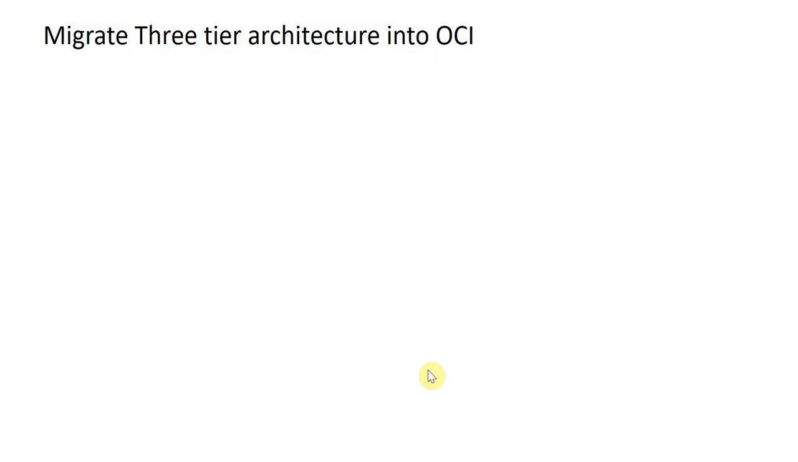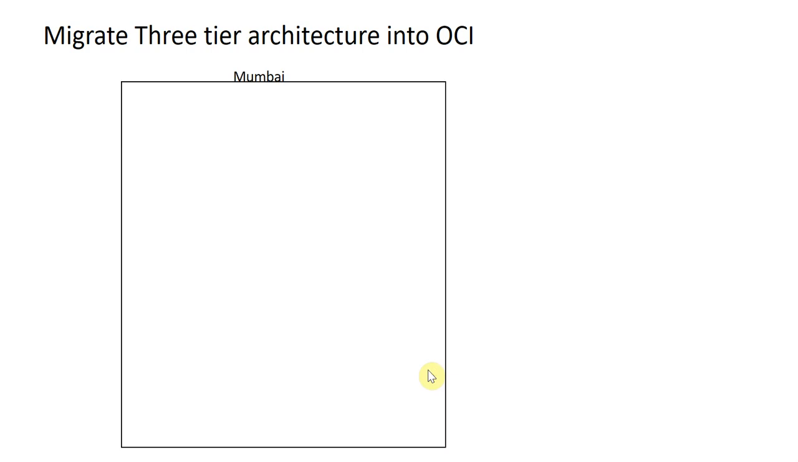The first step towards this cloud architecture is to identify the region, the geographic location where we want to place our architecture. So let's first decide the region. Let me take an APAC region, Mumbai. So I have chosen the region here, and then I will create my tenancy in OCI.